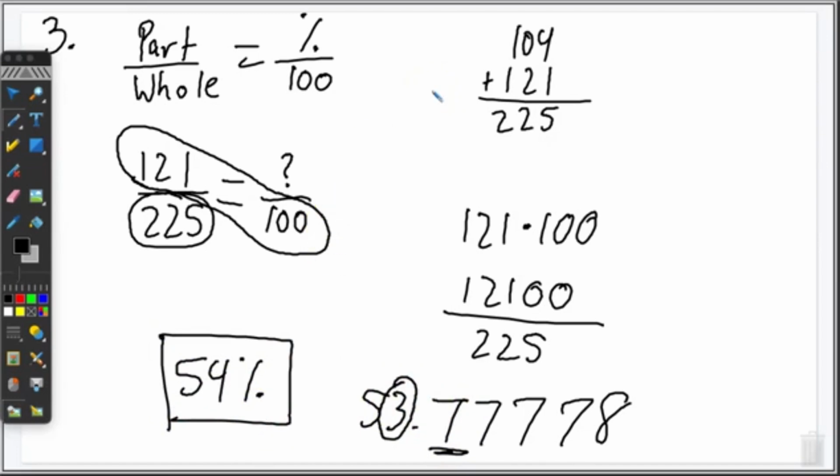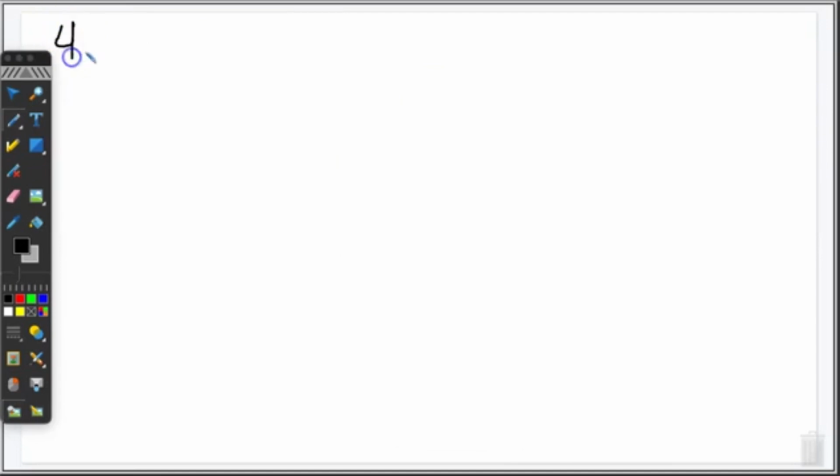Let's move on. Number 4. Austin correctly answered 92% of the questions on a geography quiz. Liz answered 47 out of 50 questions correctly. Compare their scores. Okay. This is also part and whole. Part over whole equals percent over 100.